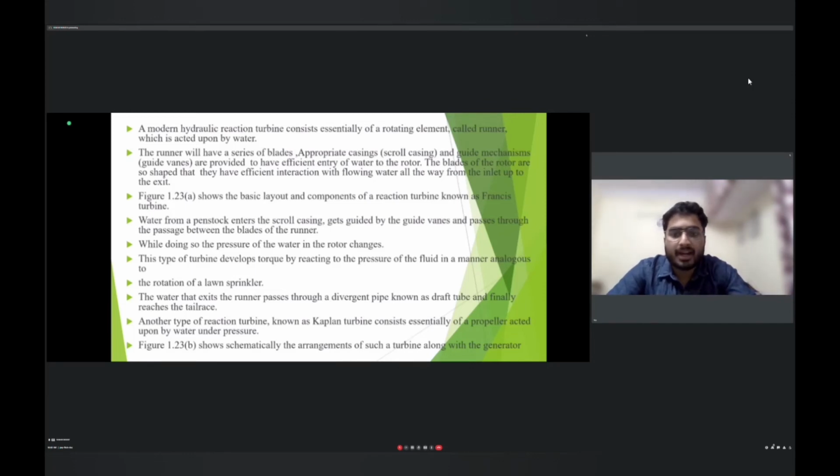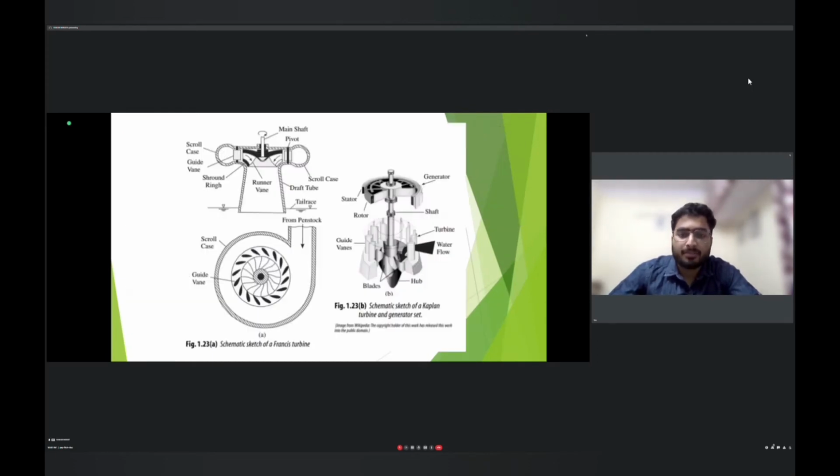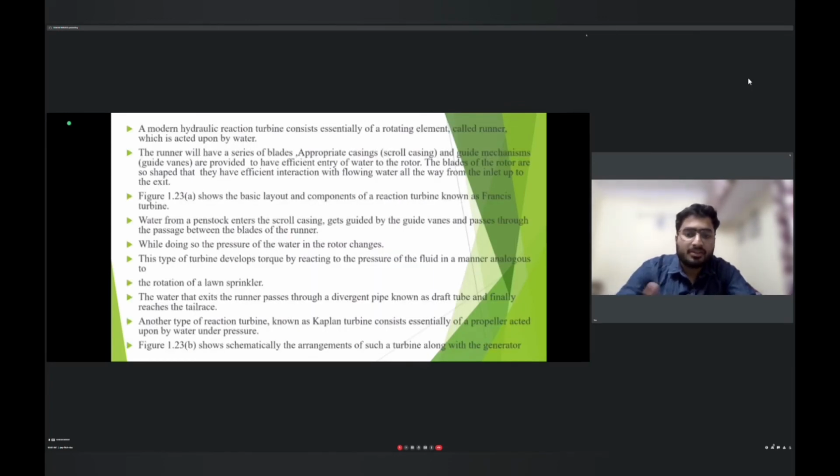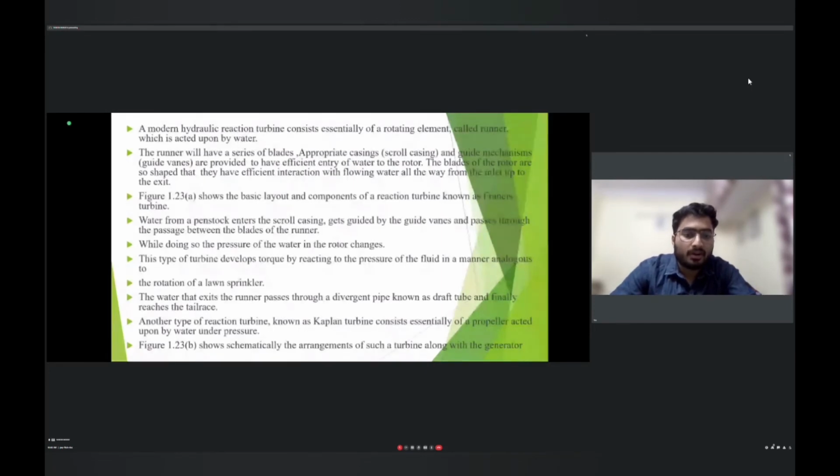The water that exits the runner passes through a divergent pipe known as draft tube and finally reaches the tail race. Another type of reaction turbine known as Kaplan turbine consists essentially of a propeller acted upon by water under pressure. As shown in the previous figure, the second one, a schematic sketch of Kaplan turbine, this shows the arrangement of such a turbine along with the generator.